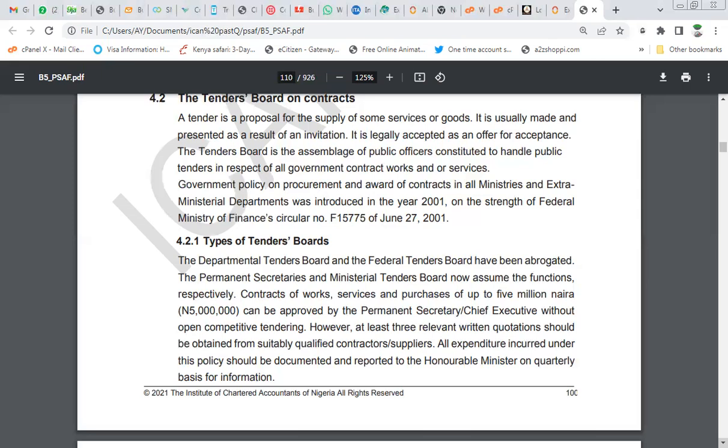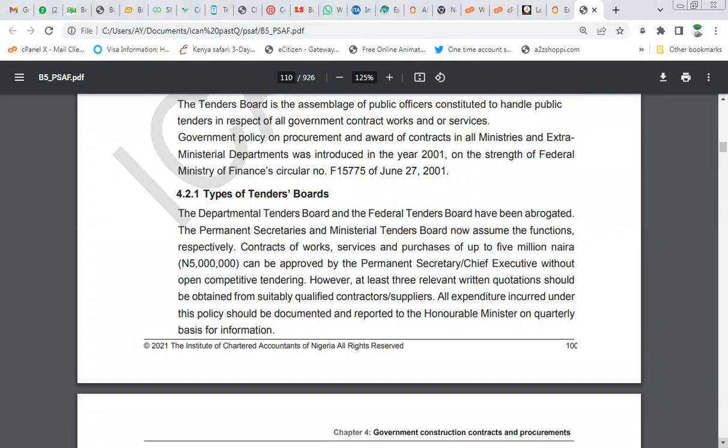So now we'll go to tender boards and the types of tender boards. We have the departmental tender board and the federal tender board. Now, we used to have the departmental tender boards and the federal tender boards, but they have been abrogated. So before we used to have what is called the departmental tender board and the federal tender board, but now they've been scrapped. What has replaced them is the permanent secretary and the ministerial tender boards, which have now assumed their function.